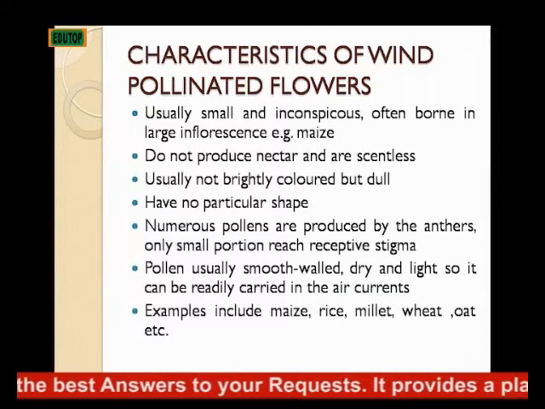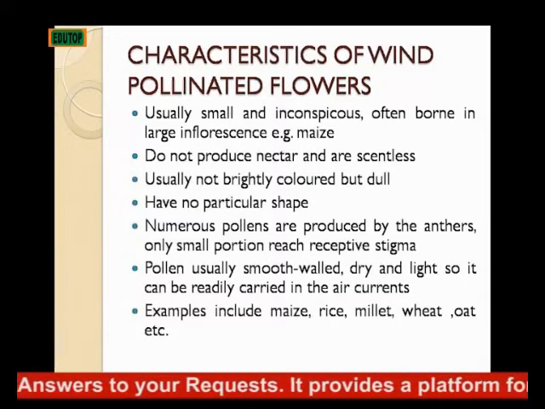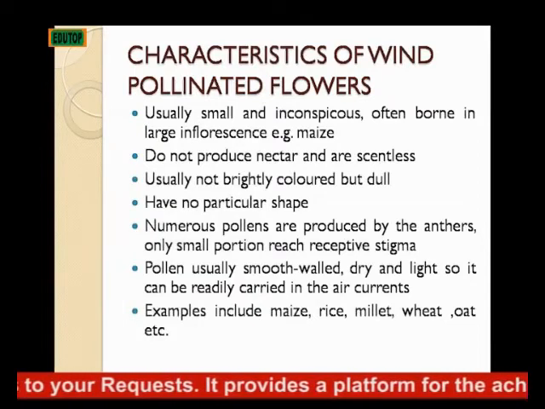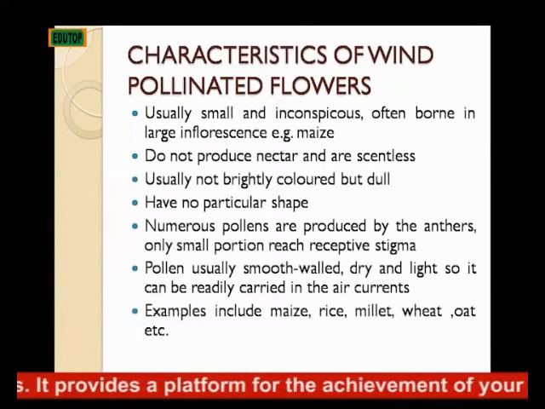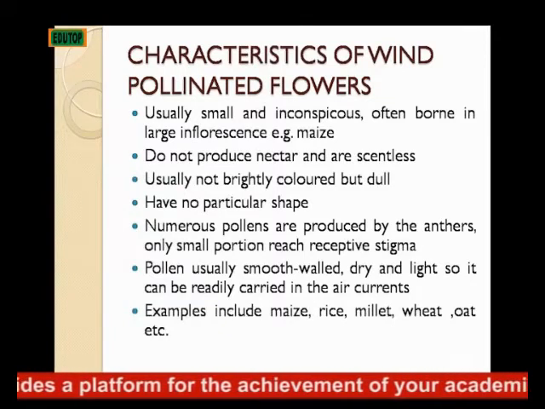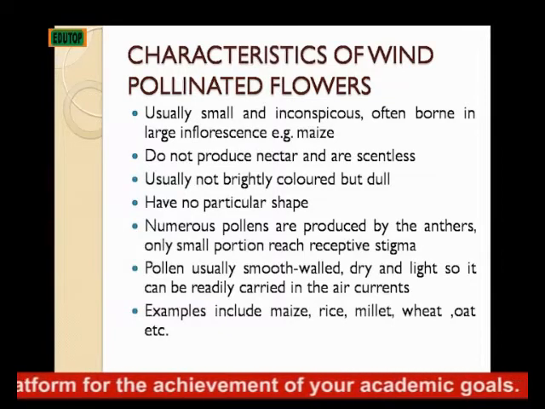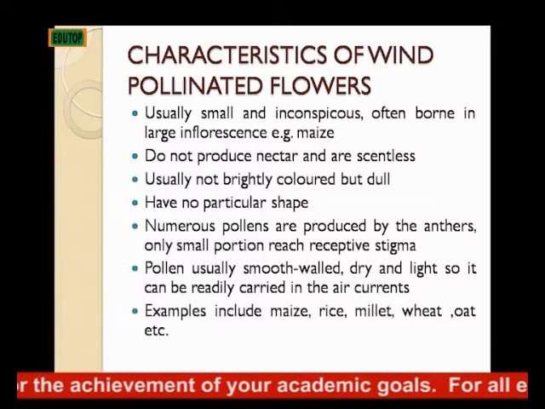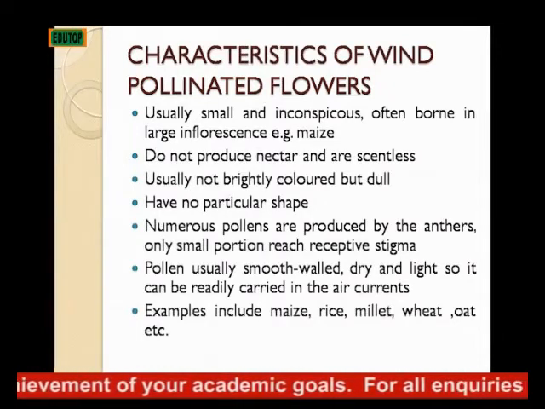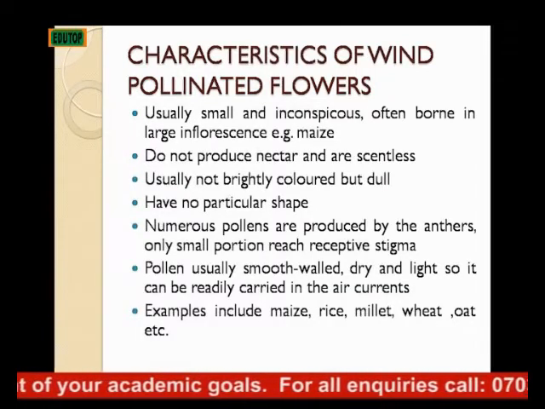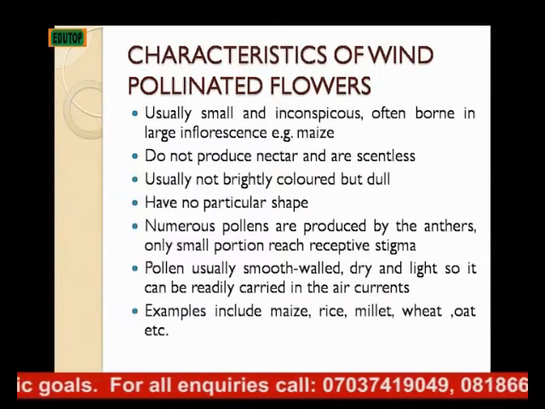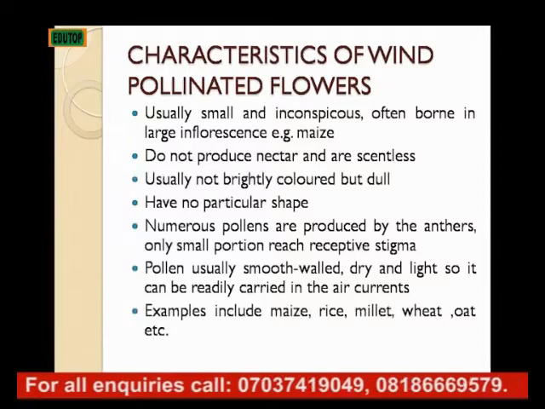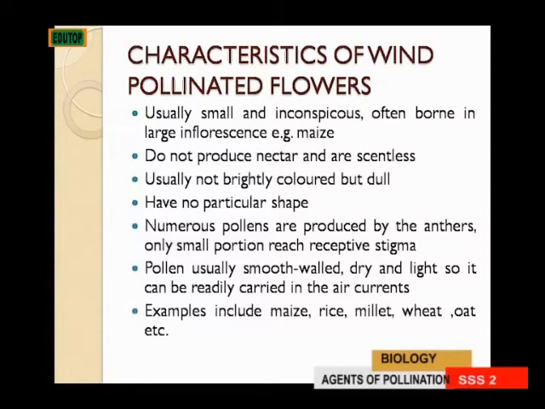Numerous pollens are produced by their anthers because only a small portion reach the receptive stigma. In the process of wind just blowing, a lot will be lost, so they have to produce numerous pollens. Another characteristic of wind-pollinated flowers is that their pollen are usually smooth-walled, dry and lightweight so that they can easily be carried by the air currents. When they are light, the air currents can easily carry them.